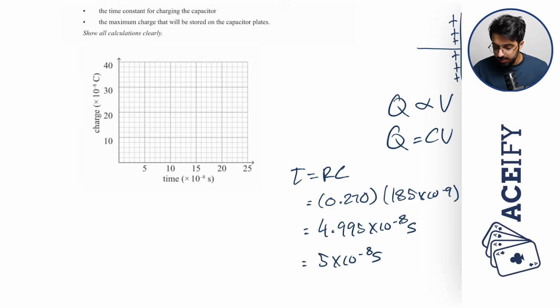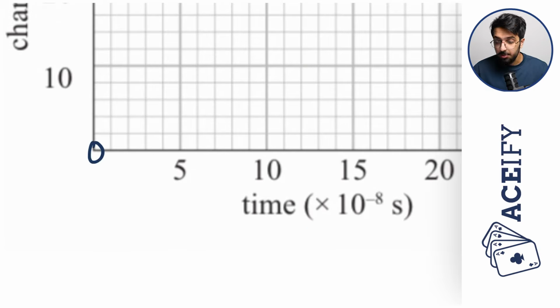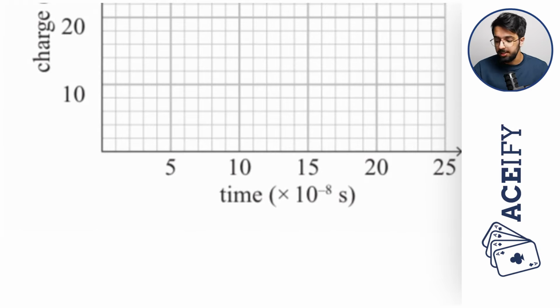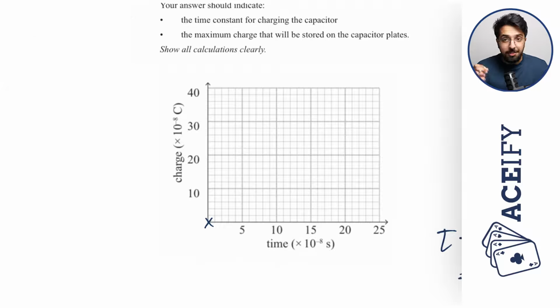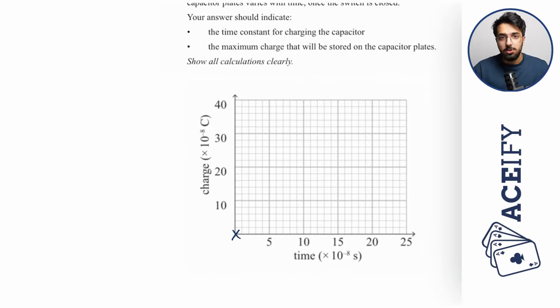So obviously, when the time is equal to 0, this is when we're going to have 0 charge on the capacitor plates because that's when our power supply is first turned on. So therefore, at 0 time, we're going to have 0 charge. So our first point is over there. And to find our next point, that is after 1 time constant, so that's after 5 times 10 to the negative 8 seconds, we know that this value is going to be 63% of our maximum value.